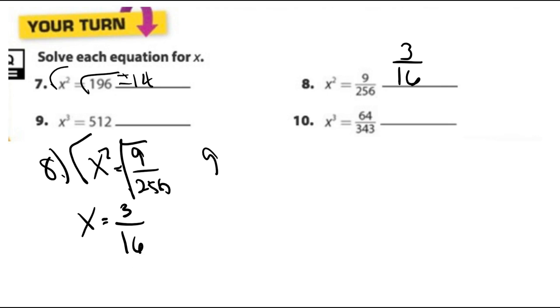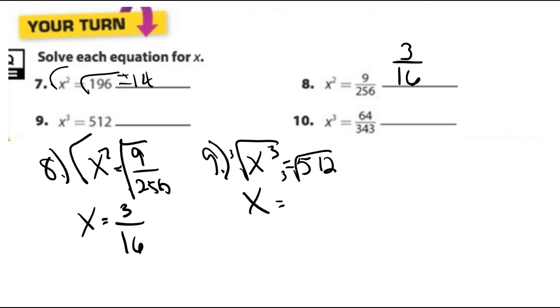Okay, number 9. I have a cube root here. X cubed equals 512. I work backwards. I take the cube root of 512, and I take the cube root of x cubed. The cube root of x cubed is just x. And so we're trying to figure out what number multiplies 3 times to give me 512. And I will speed forward, and that number is 8. 8 times 8 is 64. 64 times 8 gives you 512.